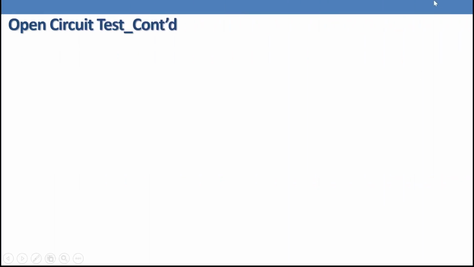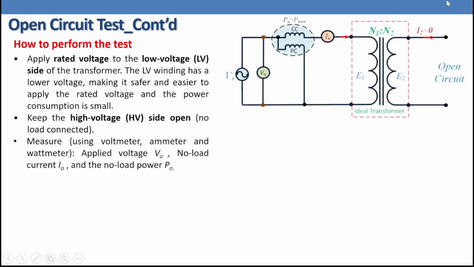Now let us see how the open circuit test is actually performed. First, make sure the secondary winding is completely open, meaning that no electrical load is connected to the transformer. Next, connect the rated AC supply to the low voltage winding, irrespective of whether the low voltage winding is a primary or secondary. We normally energize the low voltage side because it requires a lower supply voltage, making the test safer and easier to carry out.